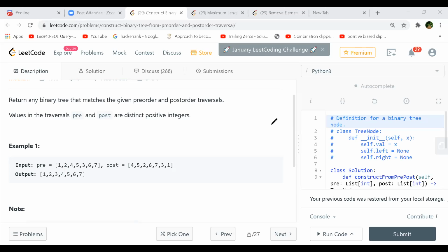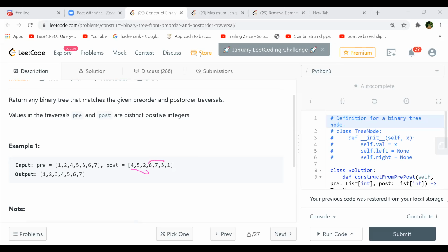So that is the left part, right? In the post-order we have left, right, root. So the left subtree is 4, 5, 2. So this is the left one till here, and this is the right one. So we have to call this accordingly. That way we can actually divide it.